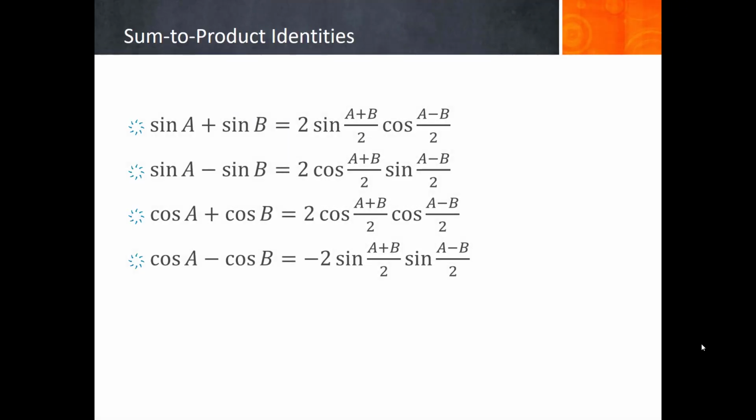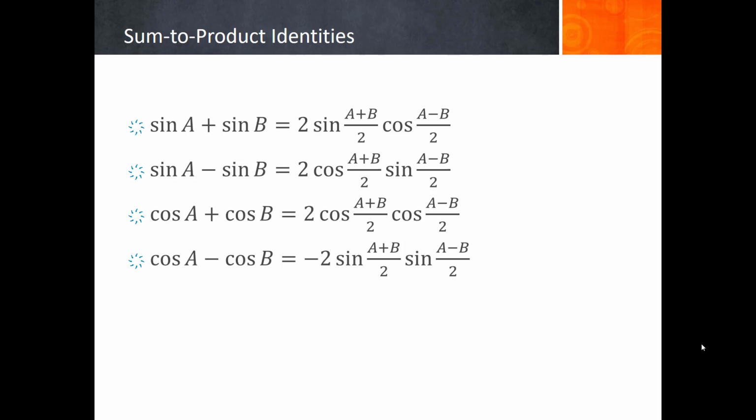All right, the other grouping that we have is sum to product. Sum is addition, product is multiplication. So if we have the sum, or really the difference, of two sine functions or two cosine functions, then we can rewrite those in terms of their product. So if we have the sine of A plus the sine of B, we can rewrite that as 2 times the sine of the quantity A plus B over 2, and then times the cosine of the quantity A minus B over 2.